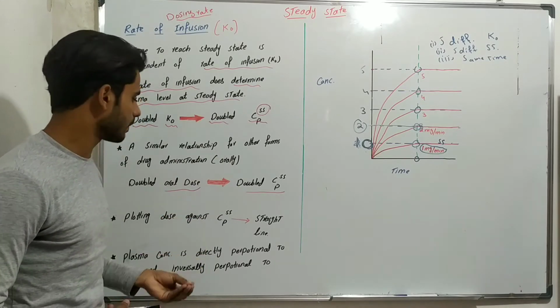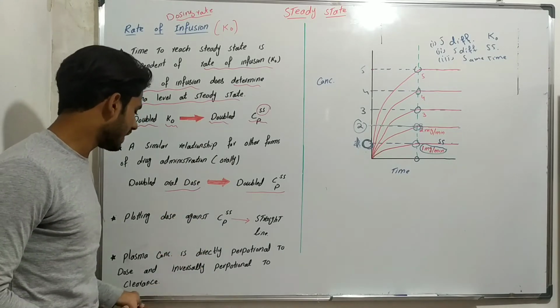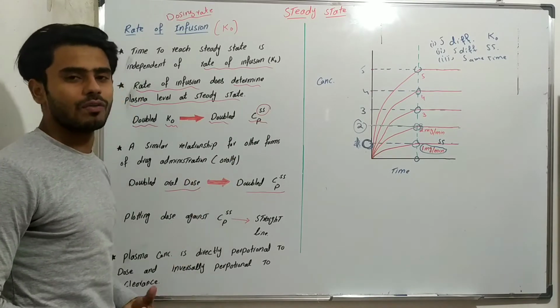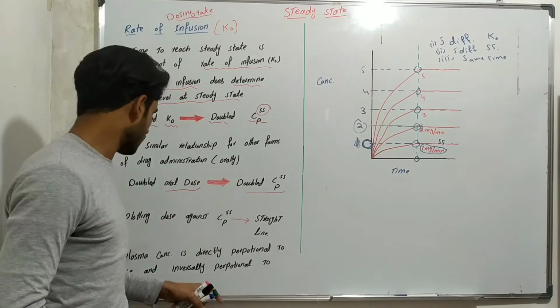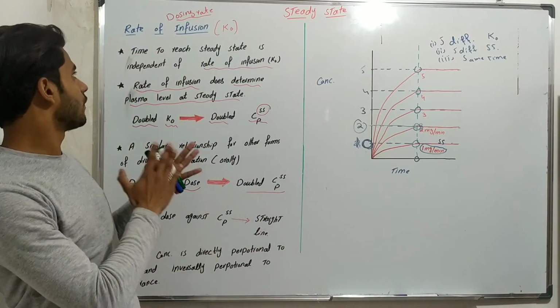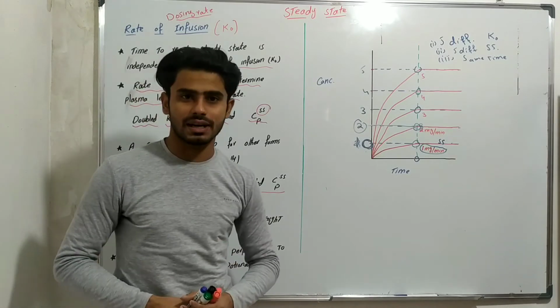It means that both are directly proportional, but inversely proportional to clearance. When the plasma concentration at steady state is greater, it means that a low volume of blood is being cleared, therefore clearance will be inversely proportional to it. So that was about the effect of the rate of infusion on the steady state.